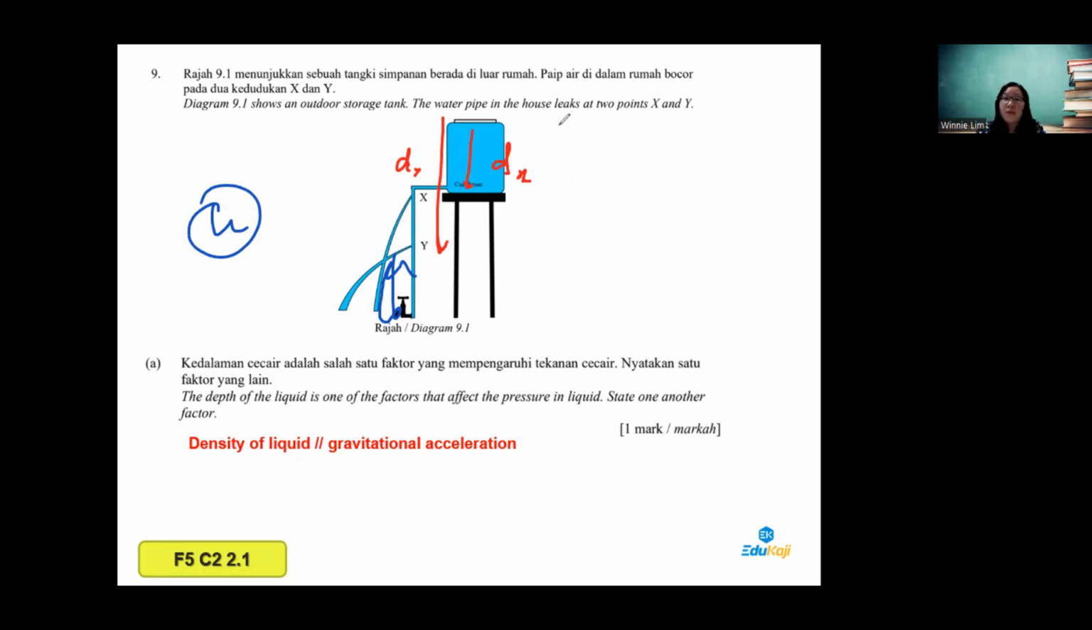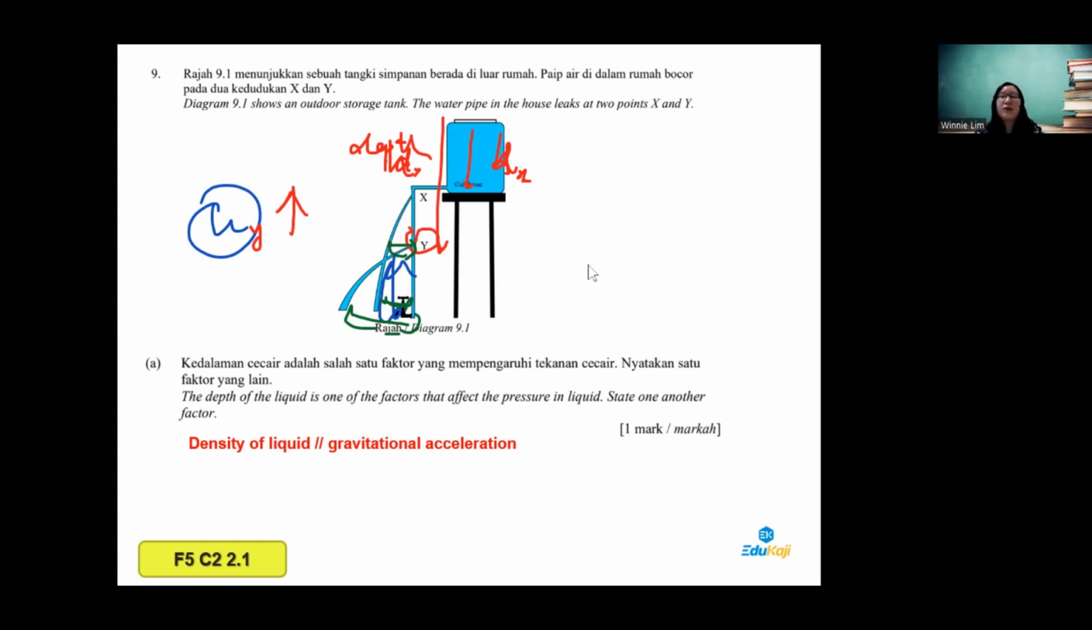If you measure from the surface to that point, we call it what? Depth. That's why I put the letter d, but sometimes I use the symbol h also, okay? So therefore, the depth of Y is greater. Right? Then the distance of spurting water, it refers to this. So it is further for Y as well.